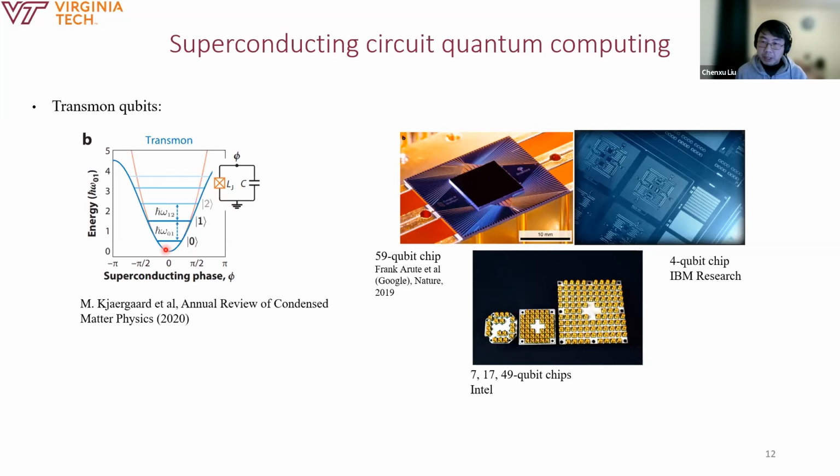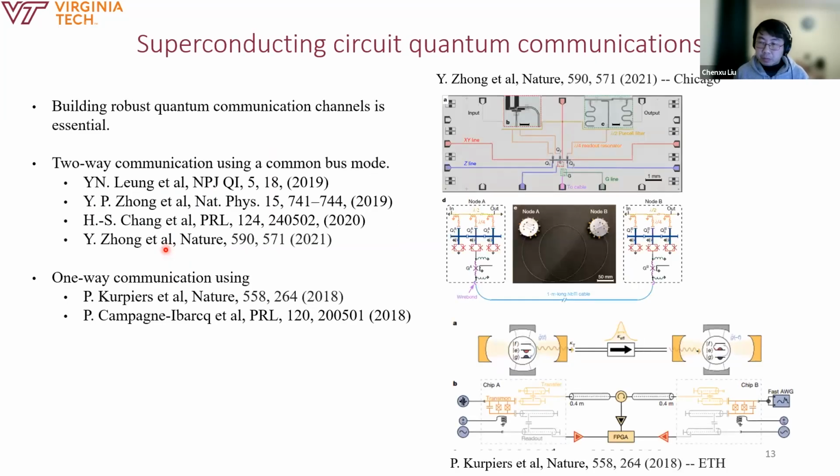However, robust quantum communication between different chips is still an essential step to build, for example, distributed superconducting quantum computers. So in recent years, there have been many nice works in this direction, at least a few very nice works pursuing robust quantum communication between different superconducting chips.